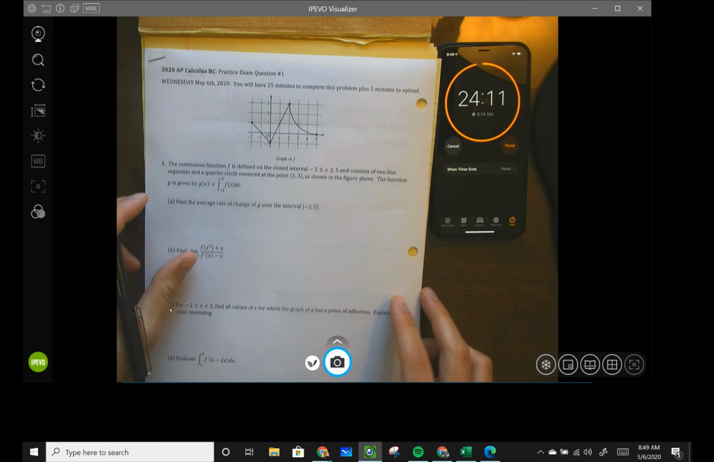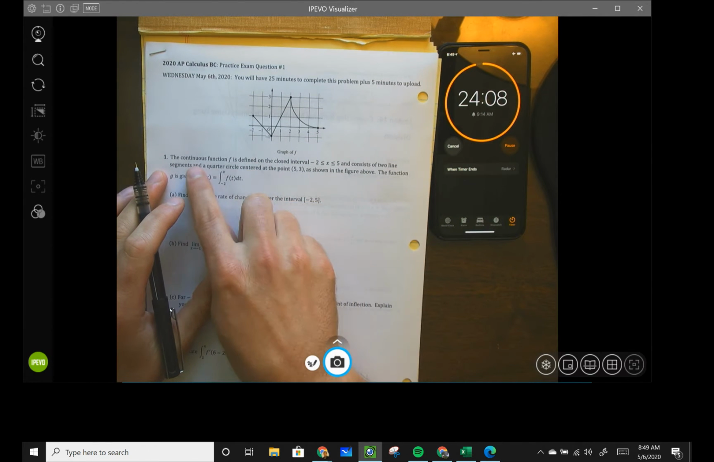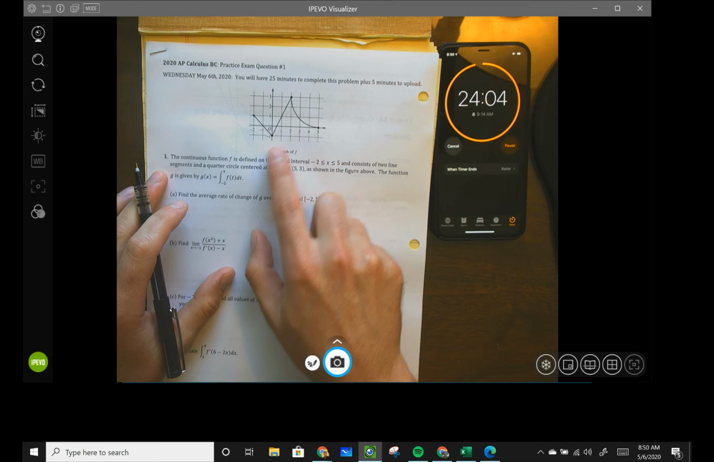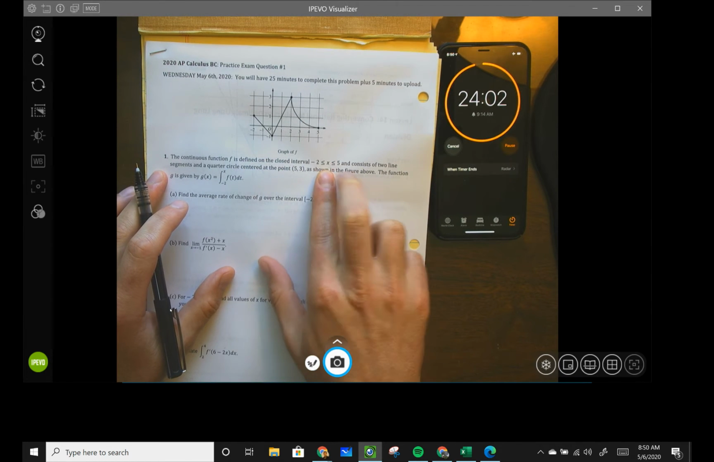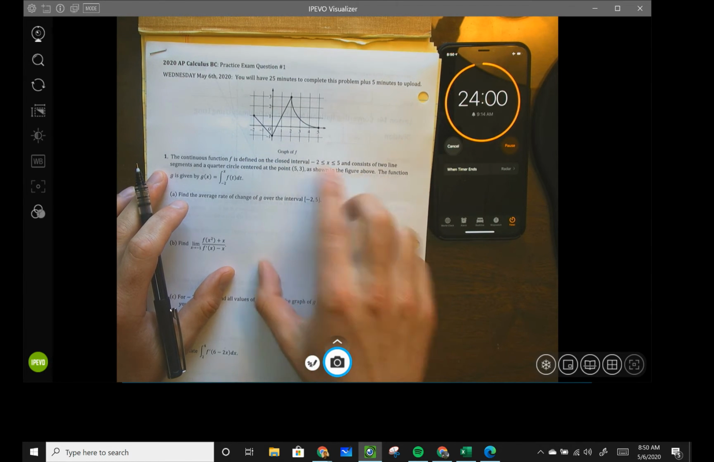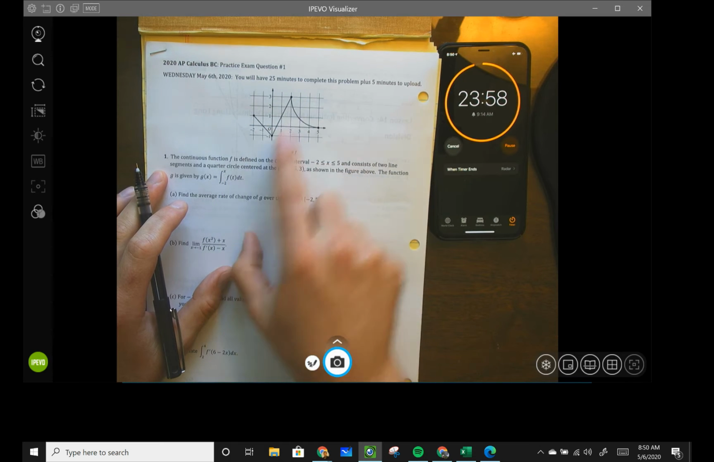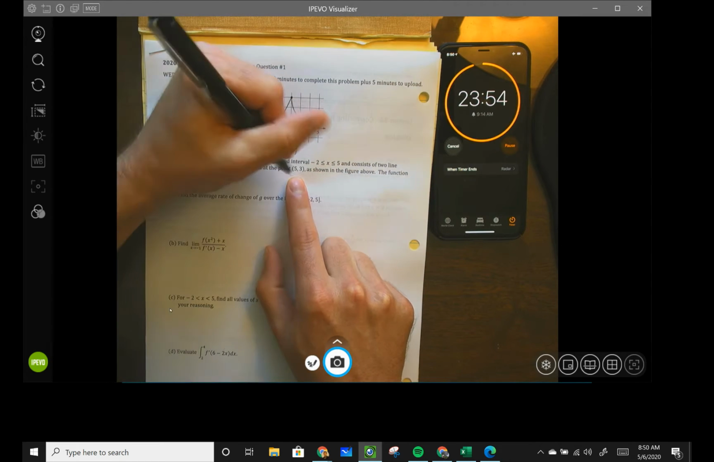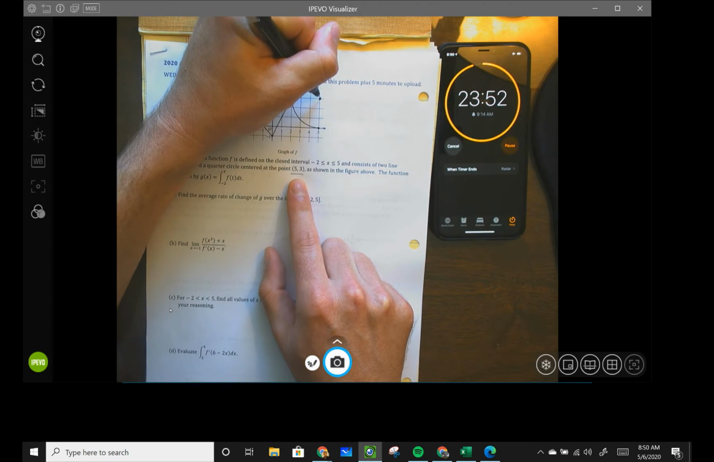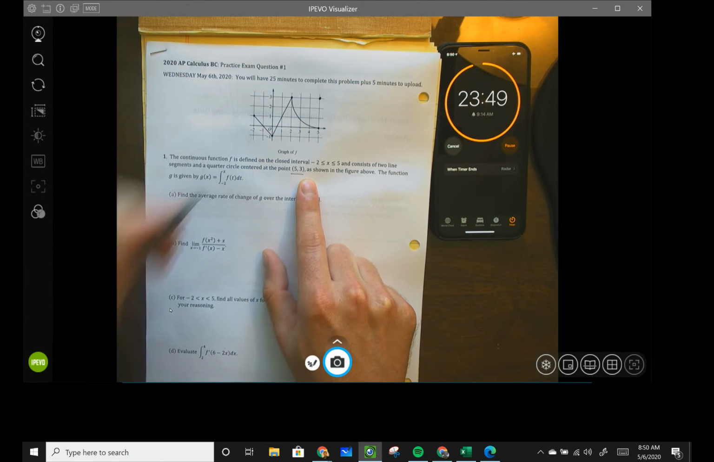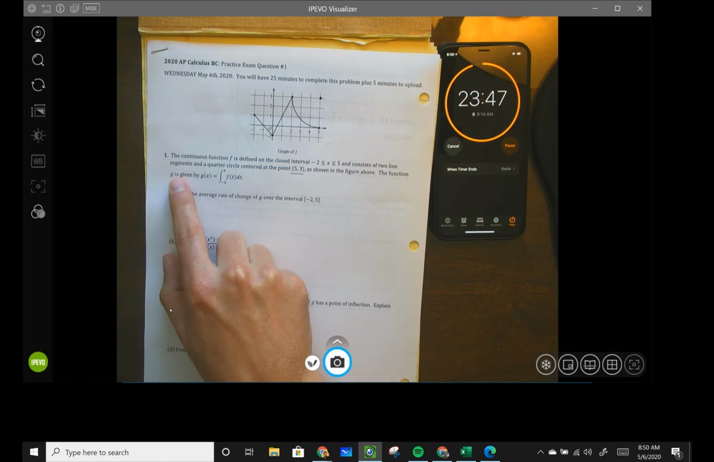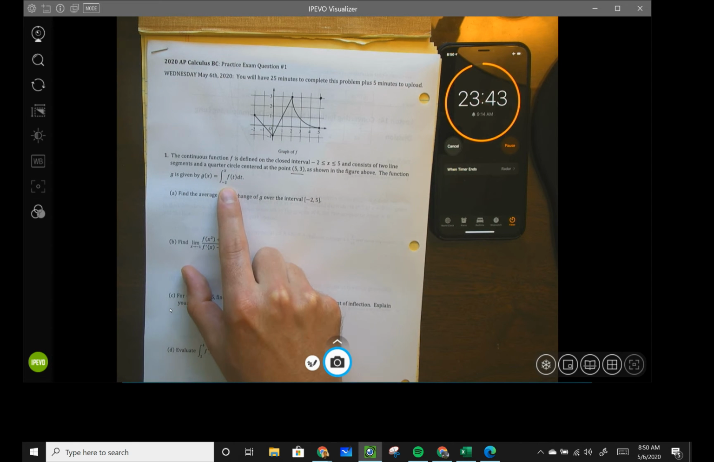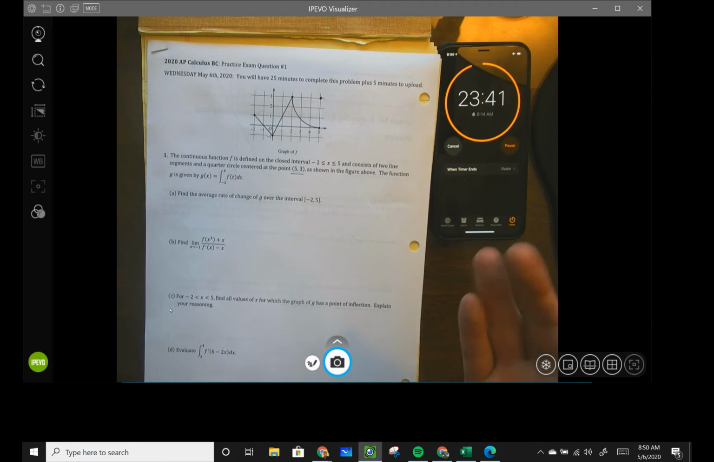I had a feeling we were going to be given a graph. The continuous function f is defined on the closed interval. So this is the graph of f, the original function, not the derivative, from -2 to 5. It consists of 2 line segments, so these are straight lines, and a quarter circle. That's important that we know the equation of this, right? It's got the center point at (5, 3), meaning it has a radius of 3. The function g is given by a variable limit function, which is the accumulated area under the curve function.